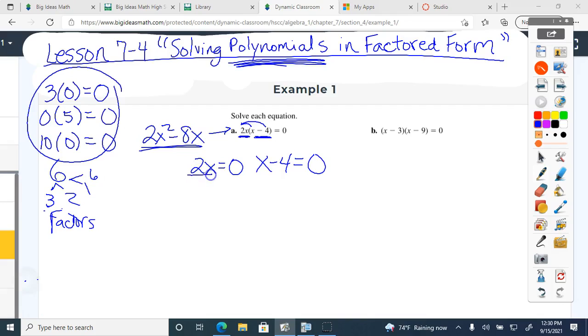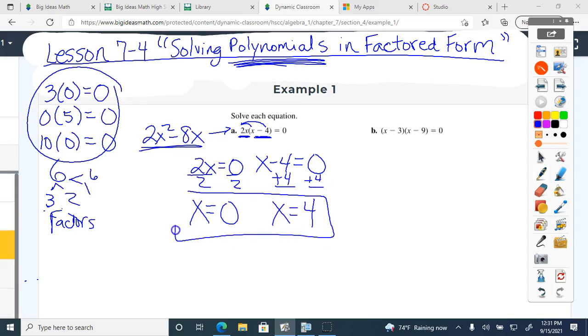So if I divide by 2, this x could be what? 0. This one would be what? 4. So in other words, x can be 0 or x can be 4. And if you want to check it, you can plug it in. What's 2 times 0? 0. And 0 times 0 minus 4 would be negative 4. What's 0 times negative 4? 0. I get my answer.